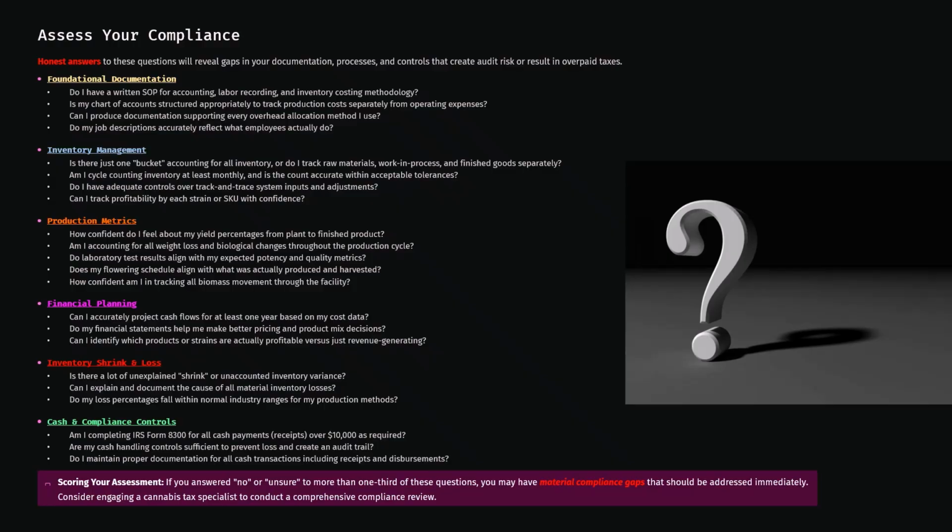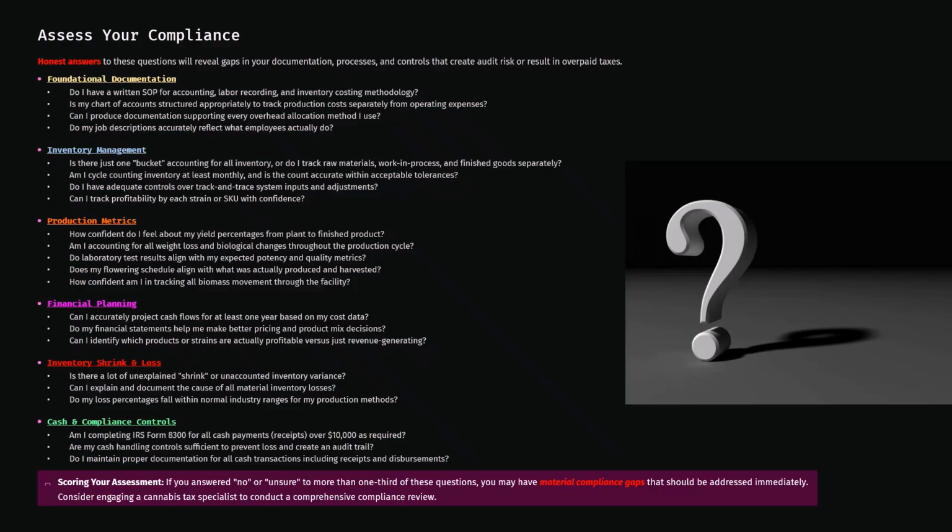So, do I have an SOP for my accounting, labor recording, and inventory costing? If your processes aren't written down, standardized, and followed, you're winging it. That's risky when it comes to audits or consistency. Is my chart of accounts appropriate for my business? A generic chart of accounts through QuickBooks won't cut it. You need a structure that distinguishes costs by department, production stage, and tax treatment.